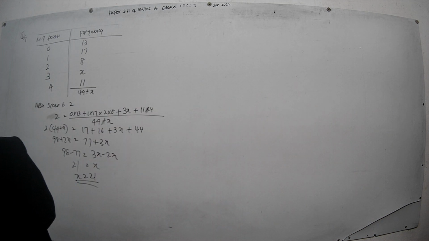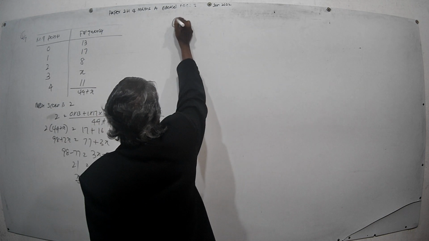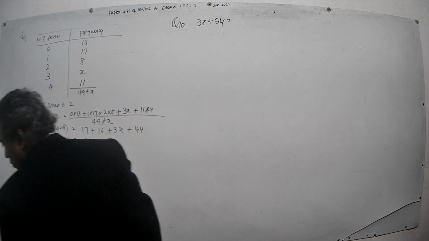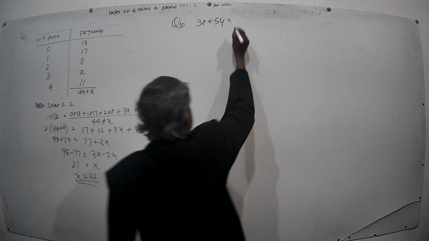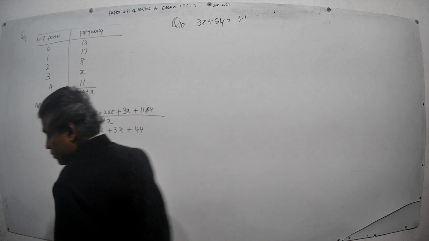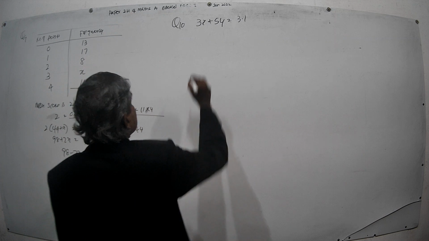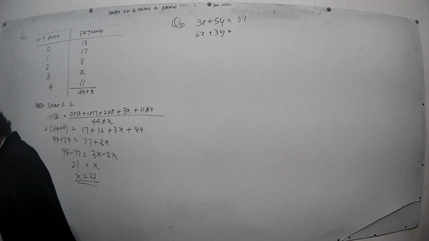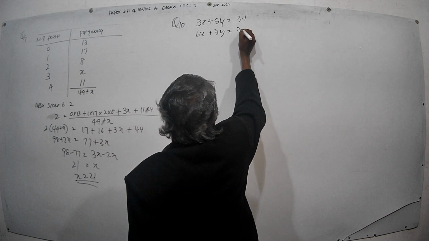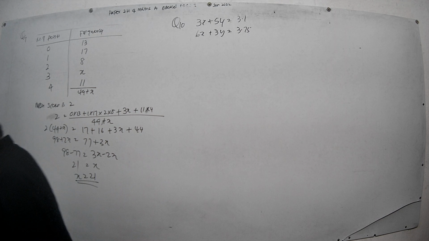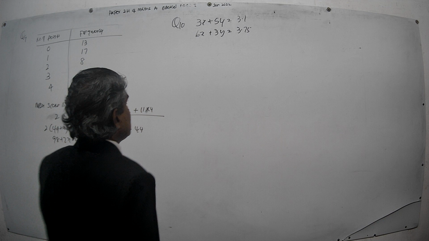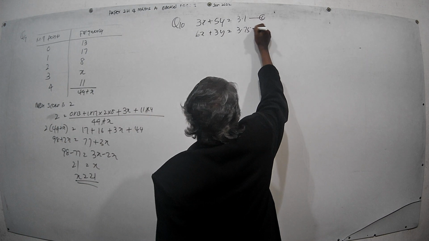Question 10. They say solve the simultaneous equations 3x plus 5y equals 3.1, and another one, 6x plus 3y equals 3.75. These are the two equations, equation 1 and equation 2.